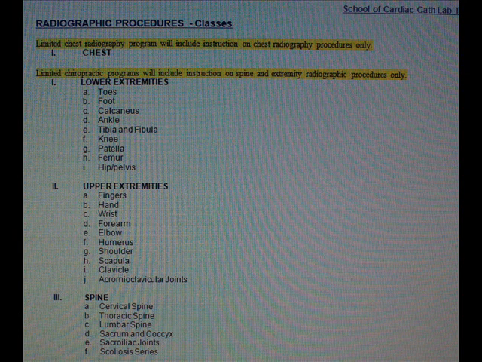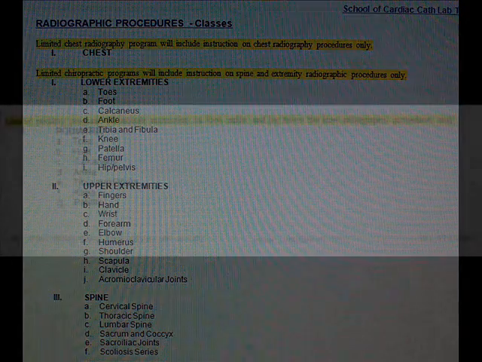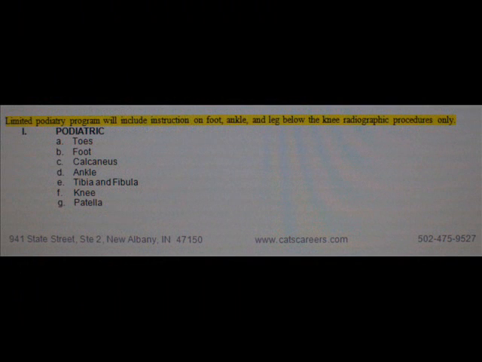The spine. Cervical spine, thoracic spine, lumbar spine, sacrum and coccyx, sacroiliac joints, and scoliosis series. For podiatry, it's knees down.